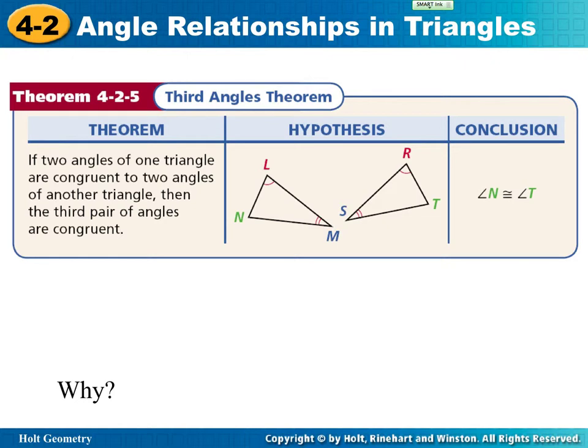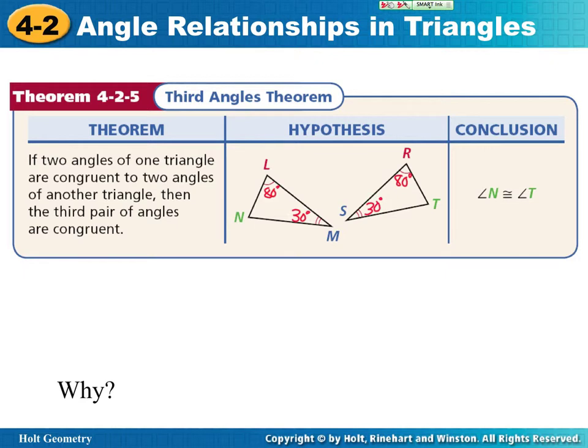Okay, the third angles theorem, if two angles of one, why does that work out? Should we try it with some numbers? L looks like our 80 degree, so we'll make R 80 degrees also. S is kind of small, we go 30. And M is also 30.